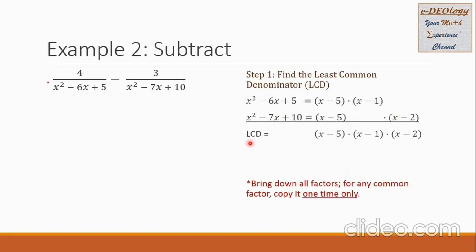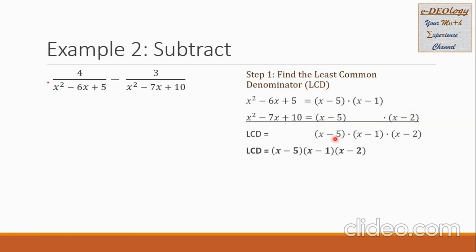So for the LCD, look at the x minus 5. It is a common factor for both denominators. So I will copy it one time only. And then the x minus 1, I copied here. Also the x minus 2 is now here.